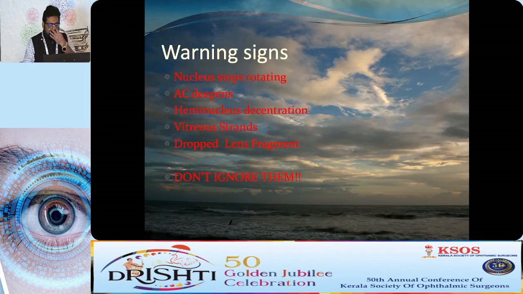So what are the warning signs? First of all, instead of dealing with the dropped nucleus, you should look at the warning signs. And one of the major signs is when the nucleus stops rotating during the cataract surgery. It's a very important sign. Stop, think, and then go ahead. Suddenly a deepening of the AC, or if there is a decentration of a heminucleus much beyond what you would expect, vitreous strand, and obviously dropped lens fragment, then if you continue, it is disastrous. So don't ignore these signs.